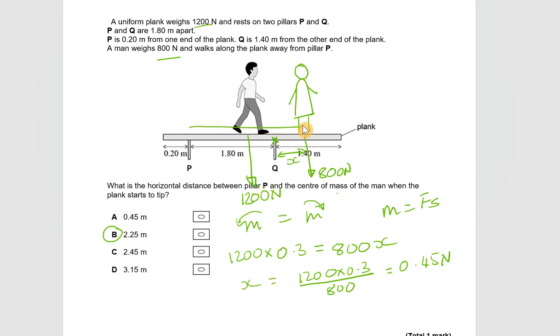Now we want to know the distance between the pillar P and his centre of mass, so we actually want to find that distance there. Well, we can see from P to Q it's 1.8 meters, so the total distance from P is 1.8 meters plus 0.45 meters, which gives me 2.25 meters. The answer is B.